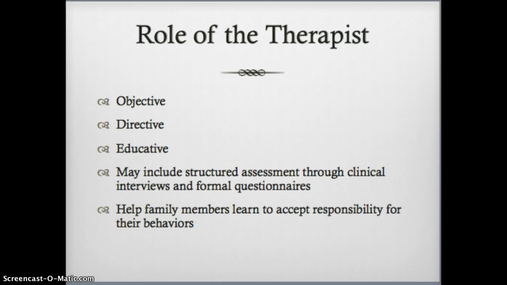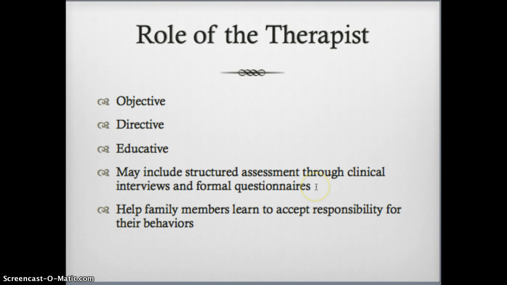So the therapist tends to be, as I mentioned before, in a very educative role, but also objective and not taking sides. Being very directive means that you're steering the session. It's not an open-ended type of format, but you are really steering the conversation by the questions that you're asking to identify the problem. And so you take a directive role in doing that.